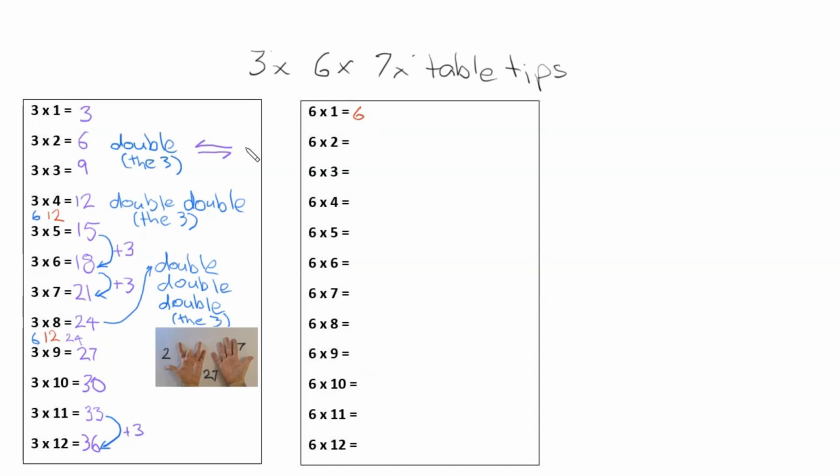6 times 2, we're using this technique here. So we double. And because we're flipping it, we're doing 2 times 6, so we double the 6, which is 12.